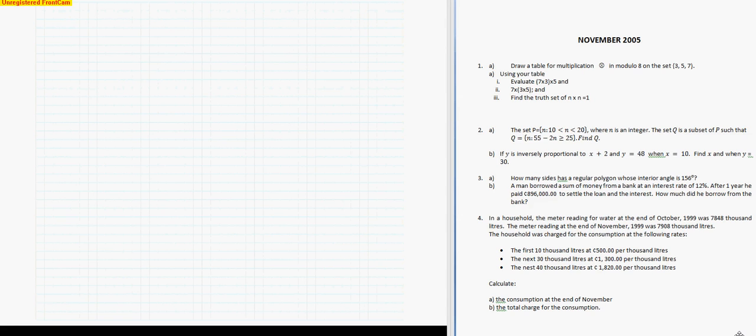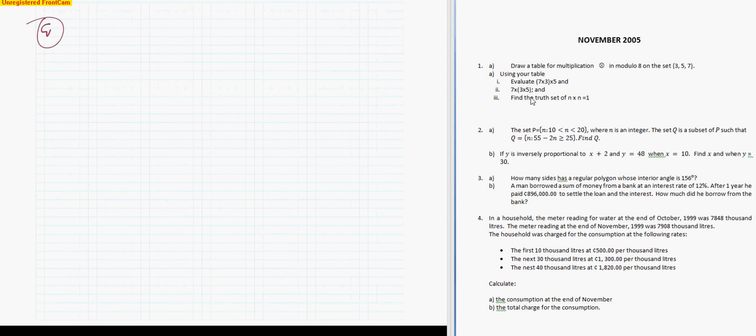Okay, still continue on modular arithmetic. Let's look at November 2005, question 1. It says draw a table for multiplication in modulo 8 on the set 3, 5, and 7. So the first part A is just draw the table. So let's say A, we want to draw the table.